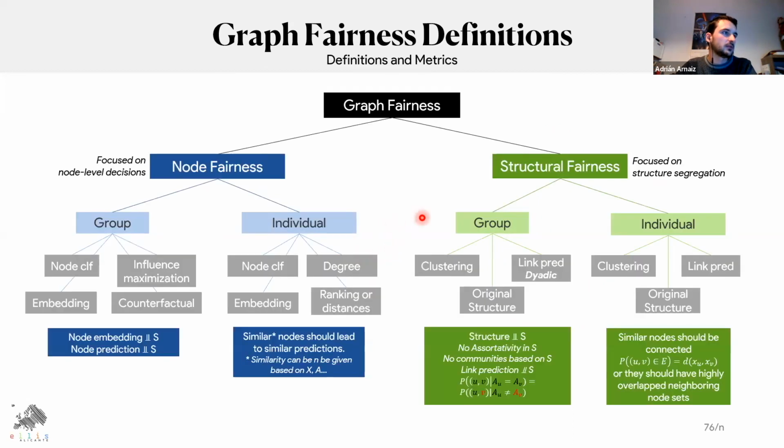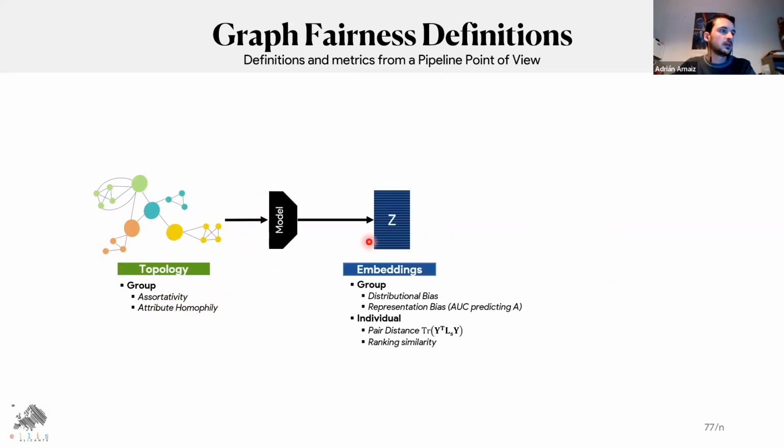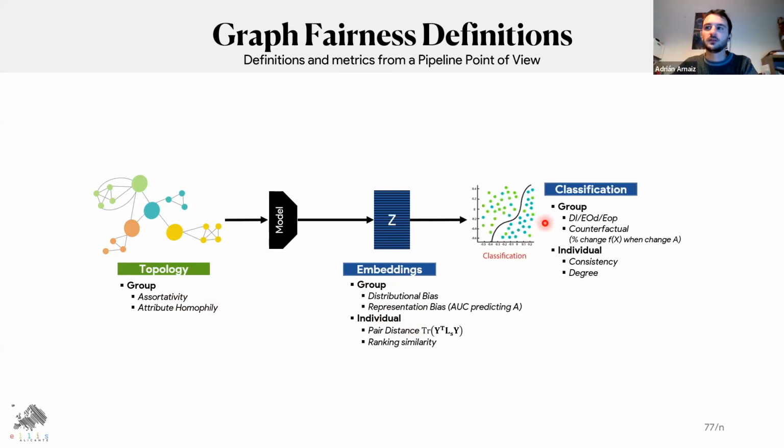Yes, this is the pipeline point of view. Remember, this is blue and this is green. We have the topology and we have metrics to measure the fairness in the topology, such as the attribute assortativity. Then we do fair representation learning, and we can have metrics, individual and group, on the embeddings. We are not going to go deep because we are going to focus on the rewiring. Then we perform classification, and we have group classification metrics and individual classification metrics.